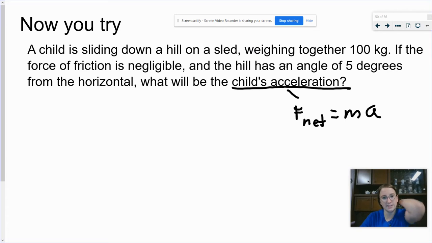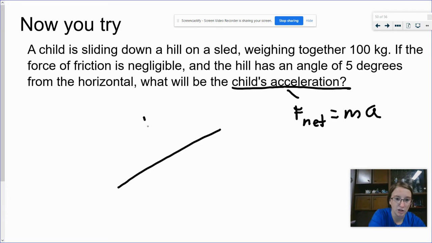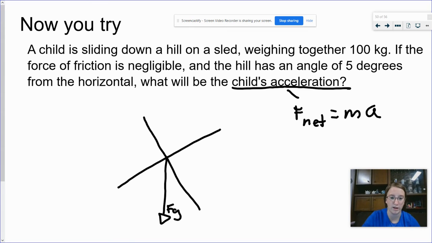A child is sliding down a hill on a sled weighing 100 kilograms. The force of friction is negligible, so we're going to ignore friction. That's what that means. The hill has an angle of 5 degrees from the horizontal. What I want you guys to get used to from here is whenever we have these inclines, immediately putting the angle where it needs to go. So I usually draw my axes without arrows so I can keep track of what my vectors are. So there's my axis. Gravity pulls down. There's the force of gravity always.